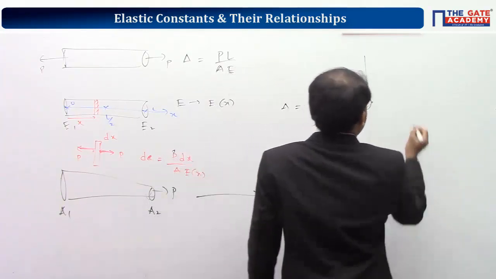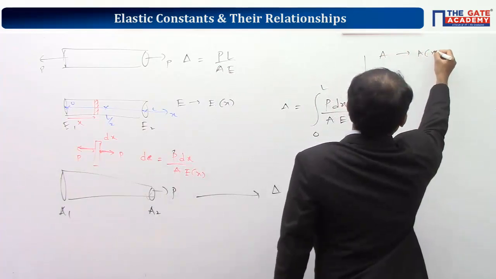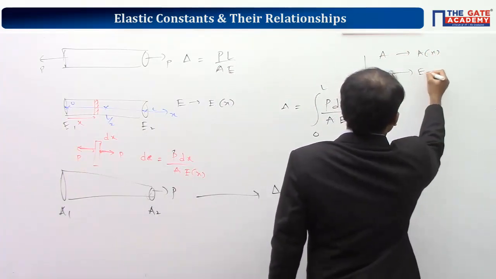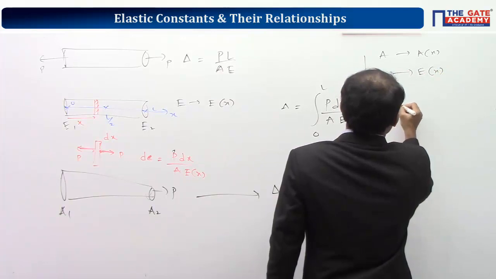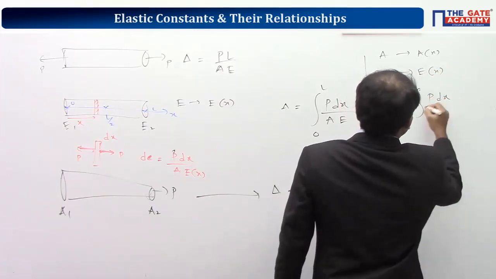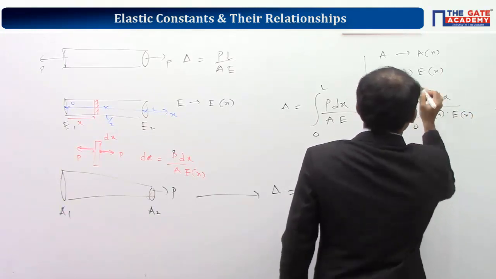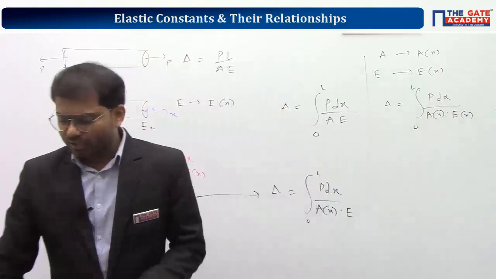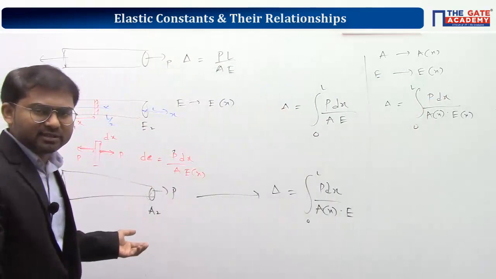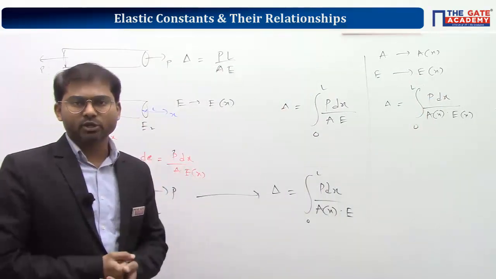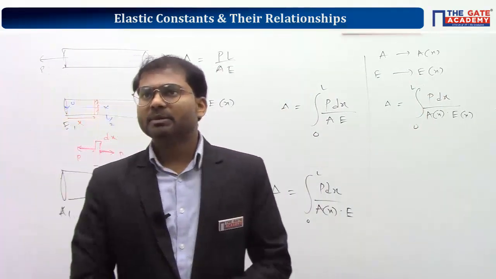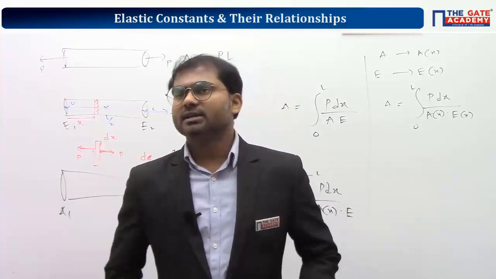If you have a scenario where both area and Young's modulus are varying, the elongation will become the integral of P dx by A of x into E of x from 0 to L. Understood? So I have given this explanation so that you can tackle the coming numericals. Understood? Let me come back to Sanjay's question here.